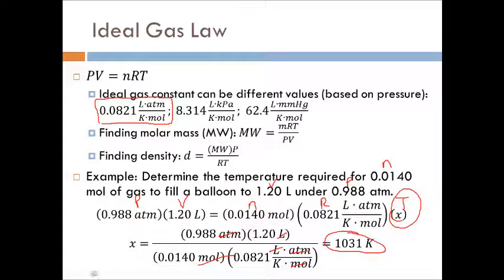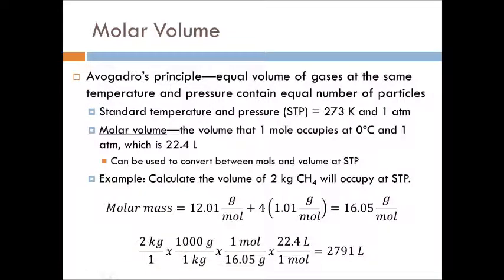With this one, as long as you can identify the variables, know how to pick the right gas constant, and look at your units. In this case, it's atmospheres, so we use that first gas constant. As long as you can pick those out, you should be good with this type of question. Now let's look at some of the other characteristics of gases.